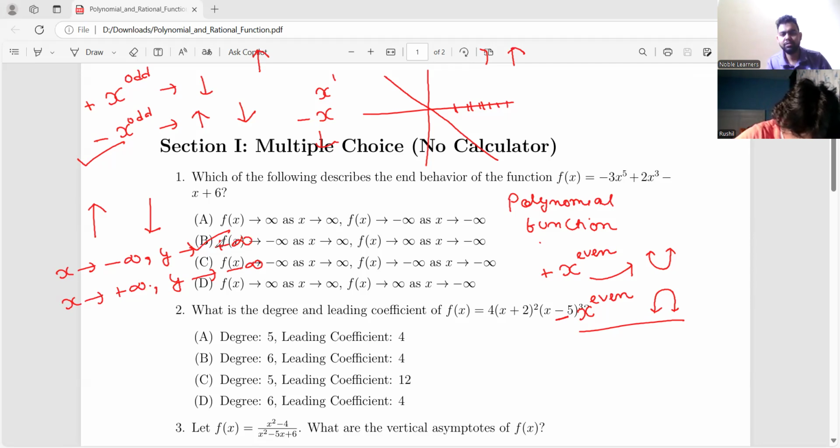So shall I go to the next one? Okay. So the next one is: what is the degree and leading coefficient?